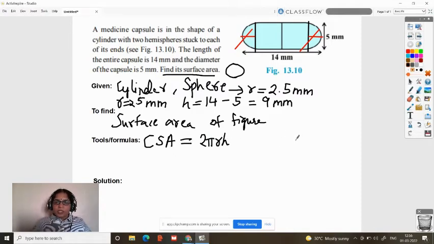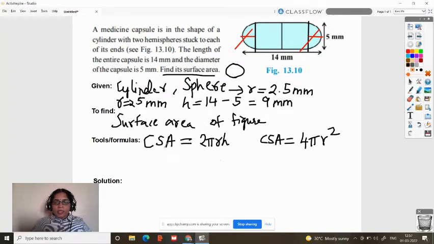Then what is the next one? Then again the surface area of a sphere. The curved surface area and the total surface area of a sphere are the same. Why I'm saying sphere, though two hemispheres are given, is because one hemisphere and another hemisphere joined together become a complete sphere. So we are going to take that a complete sphere exists. So the total surface area of a sphere is 4 pi r square.